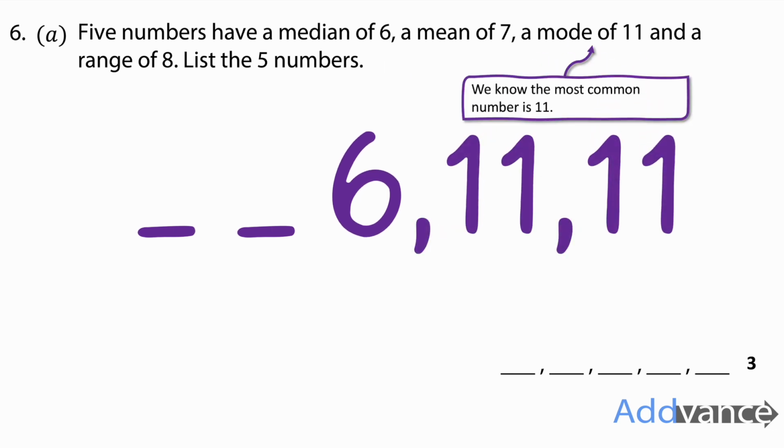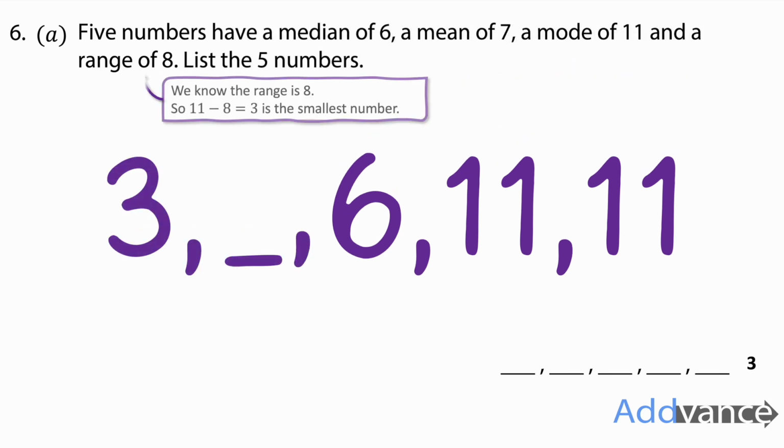Now I can say the mode is 11. So 11 must happen more than once. It must happen at least 2 times. So put 11 and 11 on the end. That's after 6 because we know 11 is bigger than 6. We'll put it on the end. The range is 8. So to find the first number, we'll do 11 minus 8 to get 3. Because we know that 11 minus the first number must be 8, because that's the range. The biggest take away the smallest must be 8. So therefore it must be 3 at the start.